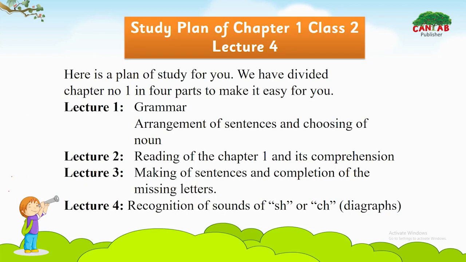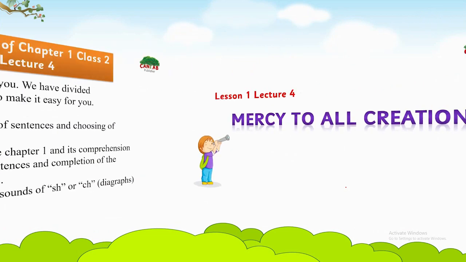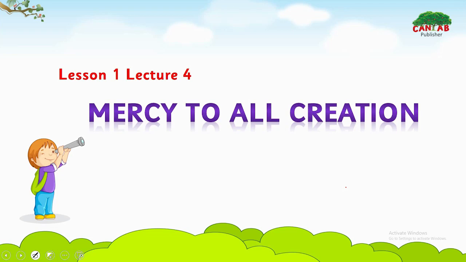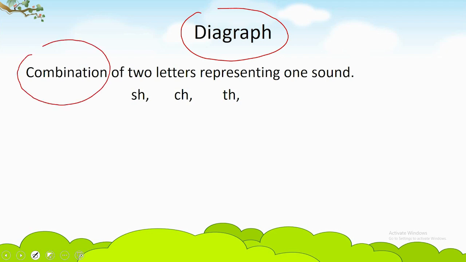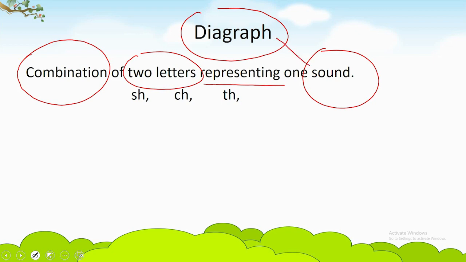Welcome students to lecture 4 of chapter 1. Today we will be doing the recognition of sounds that are digraphs. So this is our lecture 4 of lesson 1. So what is a digraph? A digraph is the combination of two letters which represents one sound. A combination of two letters that represent one sound is called a digraph.